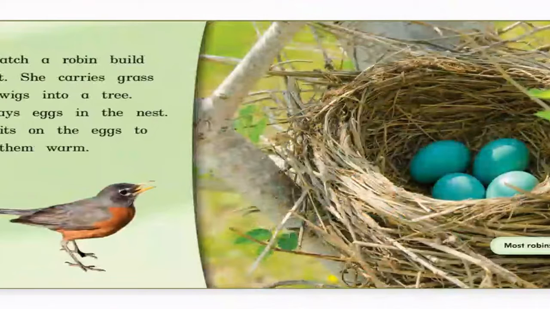So when you see a robin on the grass in the springtime, or when the weather is cold but starting to turn warm, that's a good sign that we're entering into the spring season.